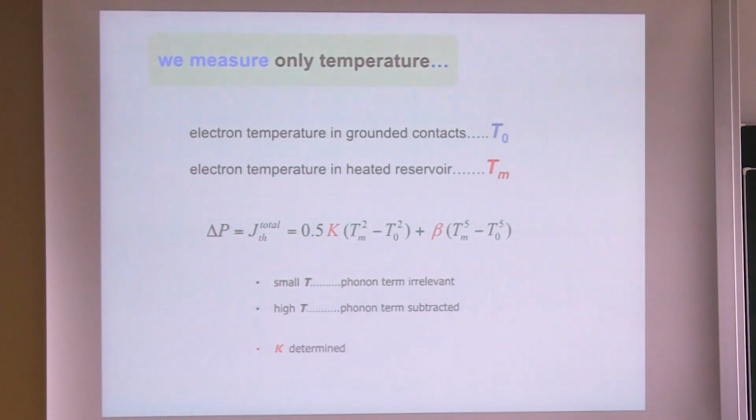So at small T, as you said, the phonon term is irrelevant for us because T squared and T to the 5th doesn't really bother us. But yes, when it's high temperature, we have to subtract it. We do both basically. We look into our data in various regimes just to be sure about it. And K is what we are going to determine. That's about it.